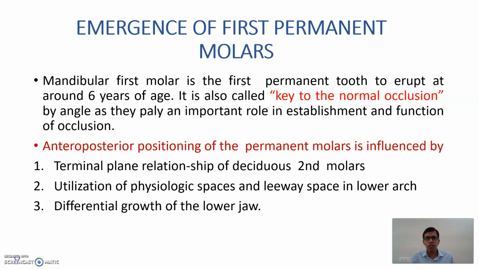It is also called the key to normal occlusion by Angle, as it plays an important role in the establishment and function of occlusion. The anterior-posterior positioning of the permanent first molar is influenced by, first, the terminal plane relationship of the deciduous second molars. Second, utilization of physiologic space and leeway space in the lower arch. Third, the differential growth of the lower jaw. These are the three main factors which determine the anterior-posterior positioning of the first permanent molar.